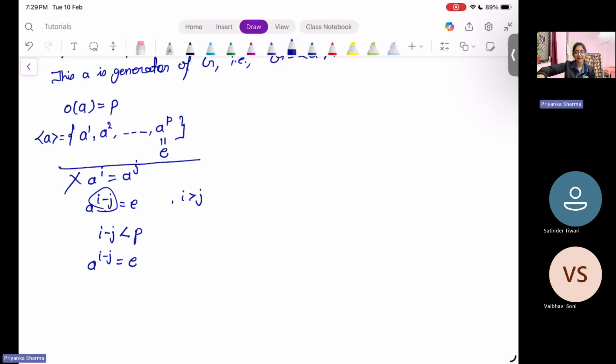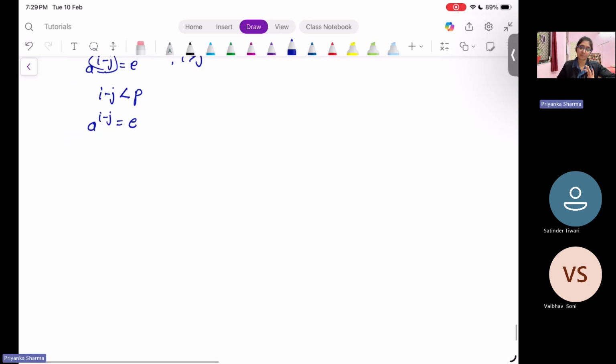Actually, orders are defined in different ways in Z over 10Z and in the units of Z over 10Z. In Z over 10Z, we need to consider A plus A plus A up to how many times so that we can get 0. And in the units of Z over 10Z, we need to consider A into A up to how many times so that we can get 1. So this is the difference. Both are different kinds of groups.